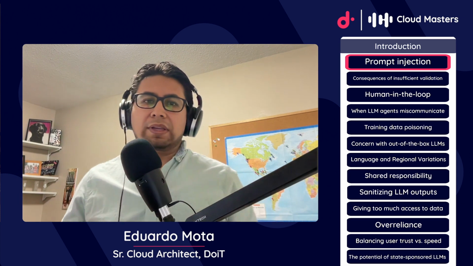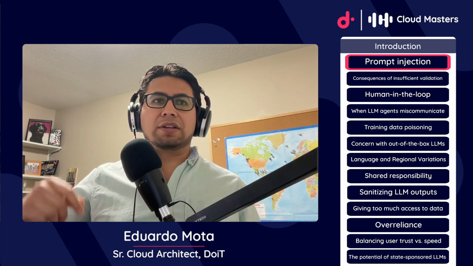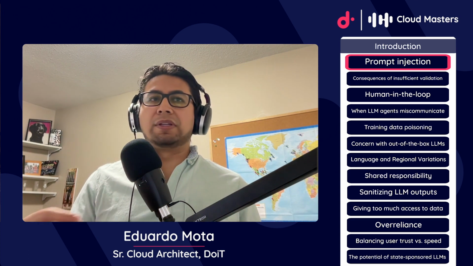So maybe we'll start with Eduardo. Let's take it away with prompt injections. I understand that there's two kinds of prompt injections, right? There's direct and indirect. Yeah, for sure. When we're talking about prompt injection, basically it is any actor that is trying to manipulate the input that is being passed over to the LLM to retrieve something that the LLM shouldn't provide or was explicitly told not to provide, right? So there are many different ways.